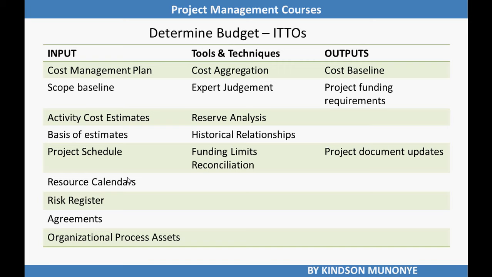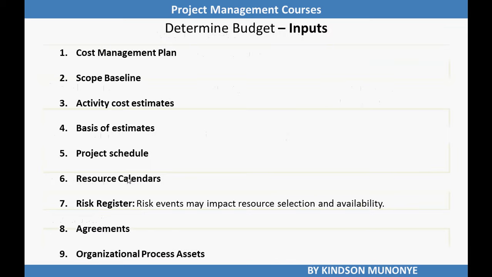We have about 5 different tools and techniques used to determine budget: cost aggregation, expert judgment, reserve analysis, historical relationships, and funding limit reconciliation. The outputs of determine budget include cost baseline, project funding requirements, and project documents updates. I've also listed the 9 inputs of determine budget. Let's look at them one after the other and determine why we need these inputs to determine the budget.